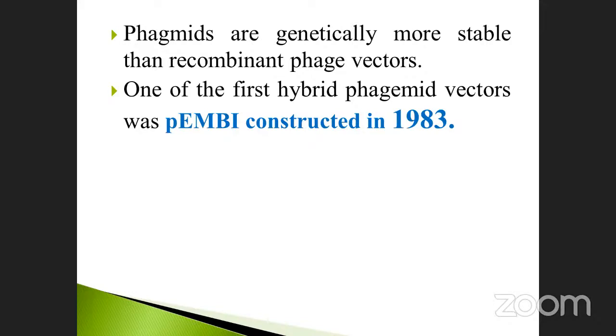Phagemids are genetically more stable than recombinant phage vectors. One of the first hybrid phagemid vectors was pEMBL, constructed in the year 1983. The plasmid pEMBL is the first hybrid phagemid. Don't forget, this is also very, very important. Sometimes they ask the question in this part: which hybrid phagemid vector was first constructed or first discovered. See that one, pEMBL. Don't forget. Go to the next one.